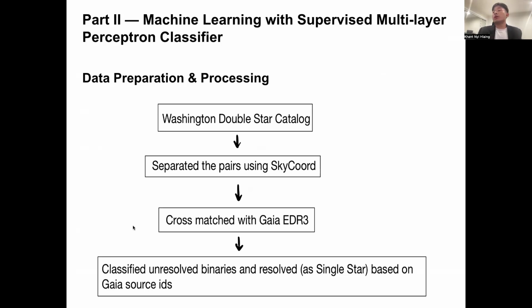So if Gaia returns two unique source IDs, I classify them as resolved single stars in our case. We consider that a single star because if Gaia can resolve the star into two, it means the stars are far away from each other and have less interaction with one another. And I classify them as unresolved binary if Gaia returns duplicate source IDs.